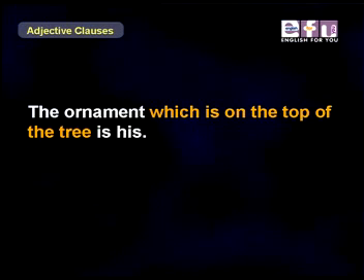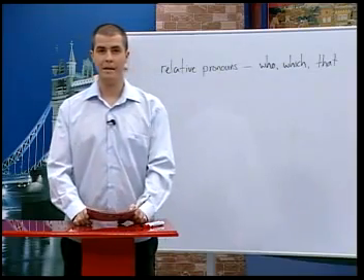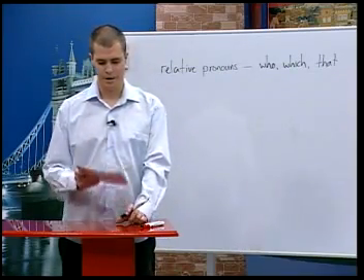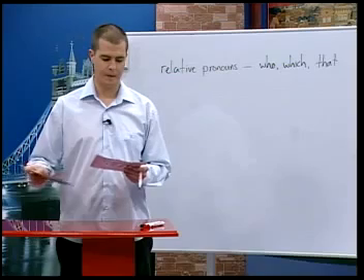Ornament is the which. In the third sentence, who I saw on the roof is the adjective clause. It's introduced by the relative pronoun who, and it modifies the noun man. The man is who. And in the fourth sentence, that were singing outside is the adjective clause, introduced by the relative pronoun that, and it modifies the noun carolers. The noun carolers and that are the same thing.